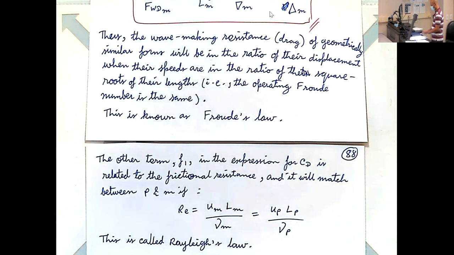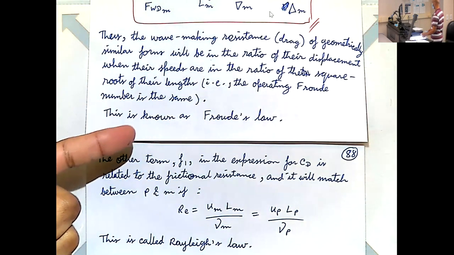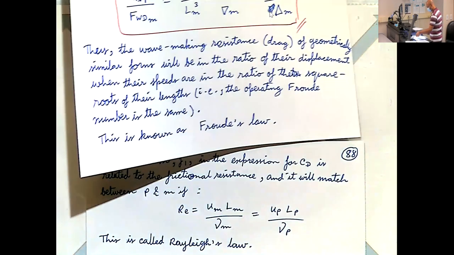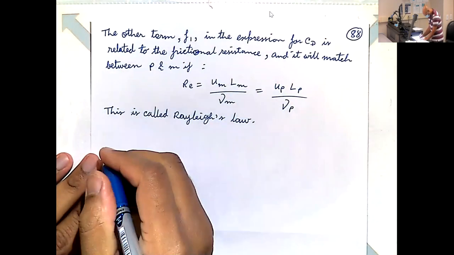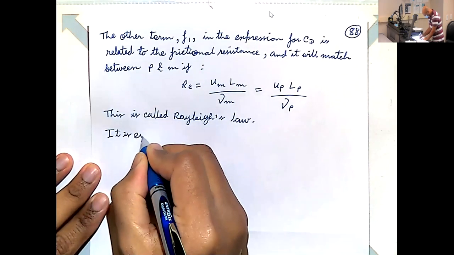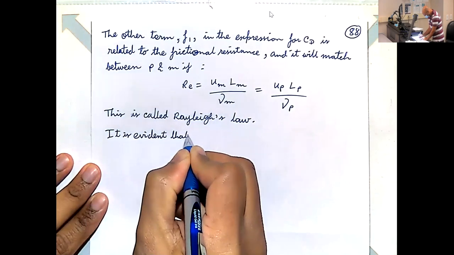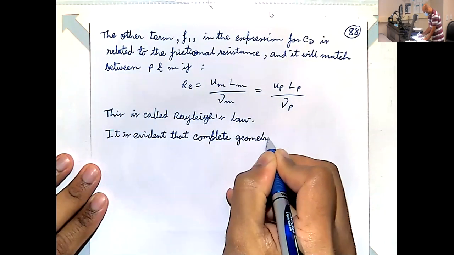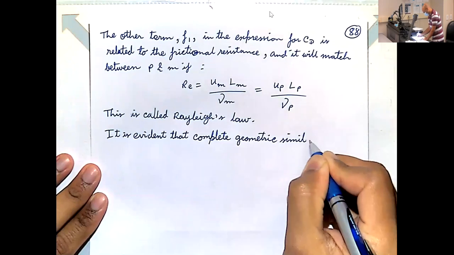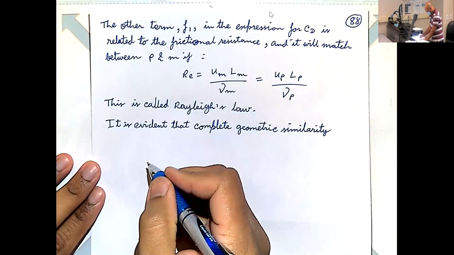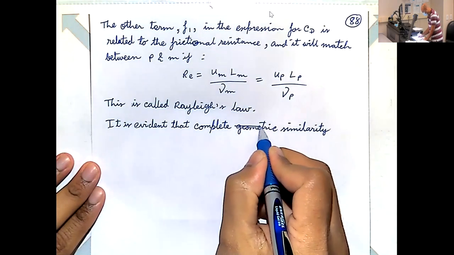And as we were talking about this, Froude's law says the Froude number should be the same. Rayleigh's law wants the Reynolds number to be the same. And it's close to impossible to get both conditions satisfied for the model and the prototype. Not geometric, sorry, complete dynamic similarity.